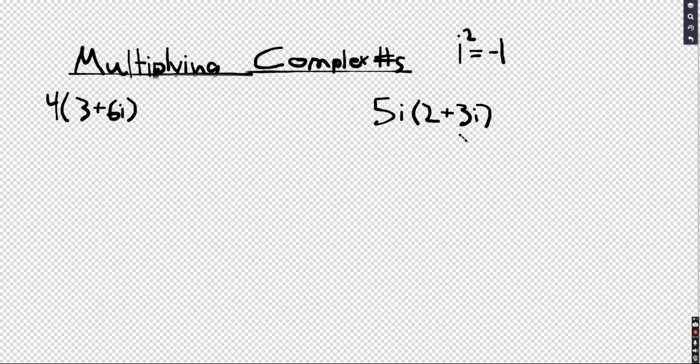So now multiplication. Multiplying complex numbers is very similar to multiplication of polynomials, but there is one big difference, which I'll get to in a minute. You can try these on your own, just pause the video if you want. But let's start working these out. I'll start with this one over here. So 4 times 3 plus 6i. 4 times 3 is going to be 12, and 4 times 6i is going to be 24i. So pretty easy, pretty straightforward, right?